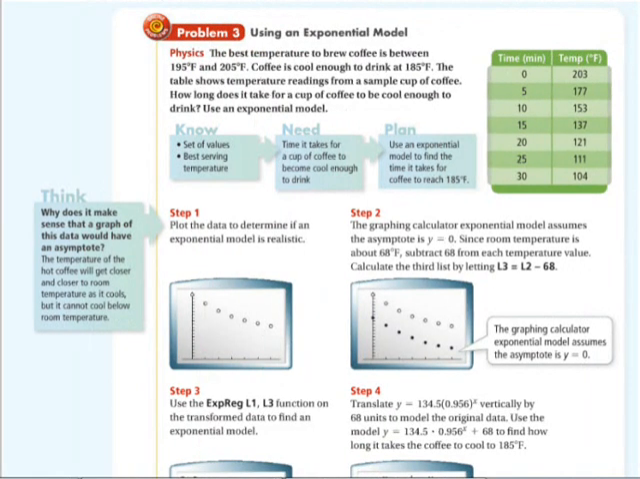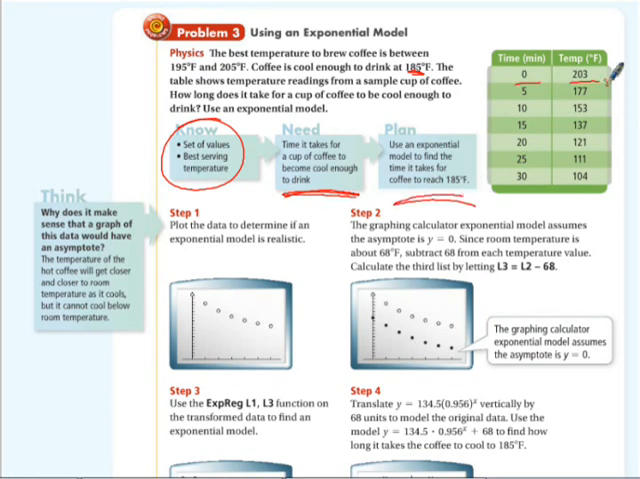Okay. Using an exponential model, so word problems. The best temperature to brew coffee is between 195 and 205 degrees. The table shows temperature readings from a sample cup of coffee. How long does it take for a cup of coffee to be cool enough to drink? Use an exponential model. So first we have to know a set of values and the best serving temperature. We have the best serving temperature. Time it takes a cup of coffee to become cool enough to drink, and then an exponential model.